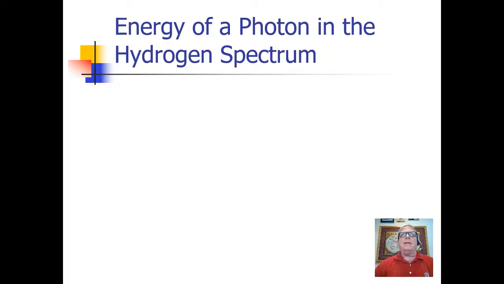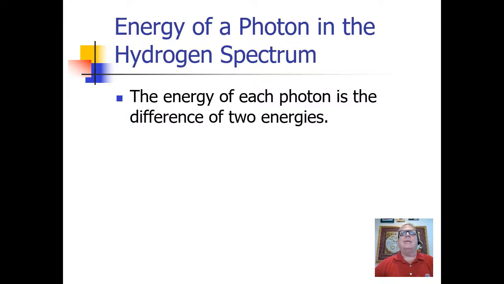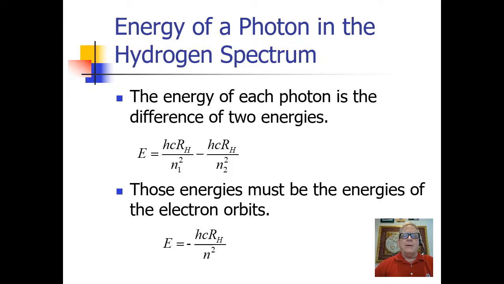Let's take a look at that formula then that we get for the energy of a photon being emitted in the hydrogen spectrum. The energy of a photon is a difference in two other energies, and each of those other energies is described by an integer, and any pair of integers is going to give us a photon that is one of the allowed energies of photons being emitted in the hydrogen atom. That seems to suggest that those two different energies are in fact the energies of the electron orbits themselves.